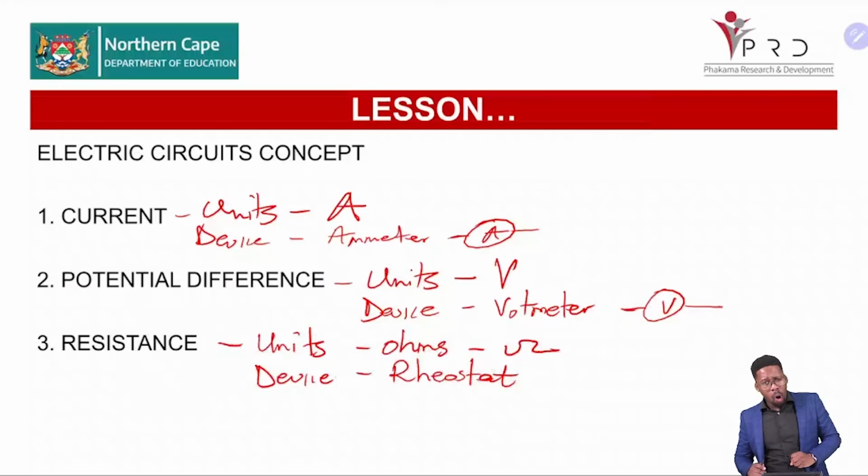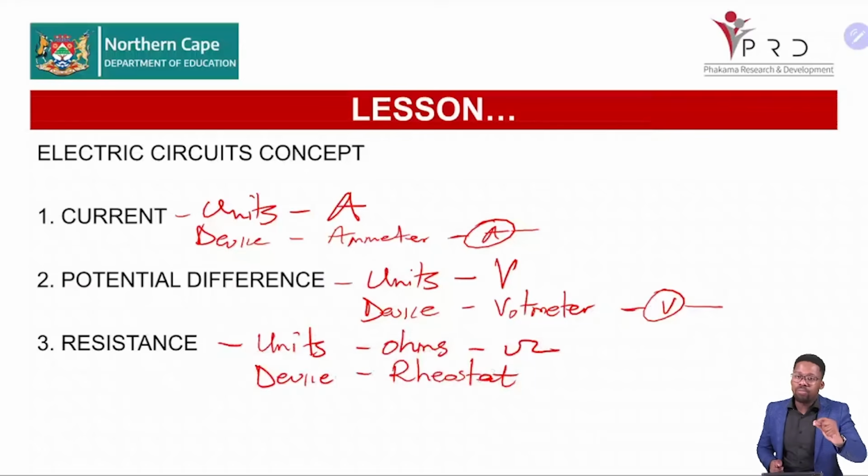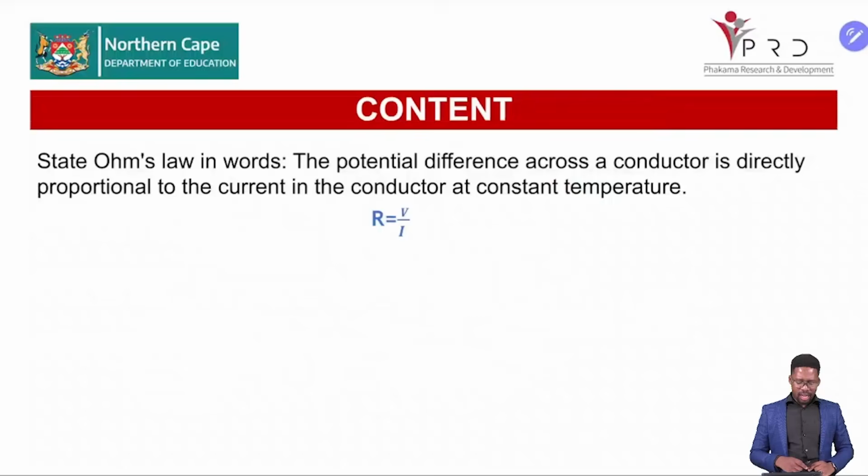And that law is called Ohm's law. What does Ohm's law say? It says that the potential difference across a conductor is directly proportional to the current in the conductor at constant temperature. So that is why we have this formula: R is equal to V over I.